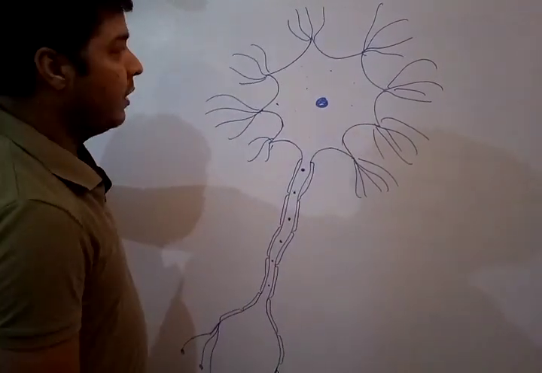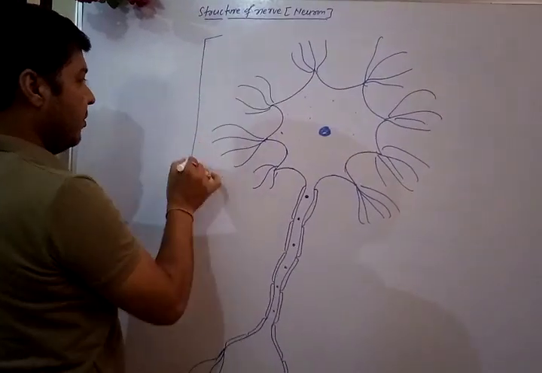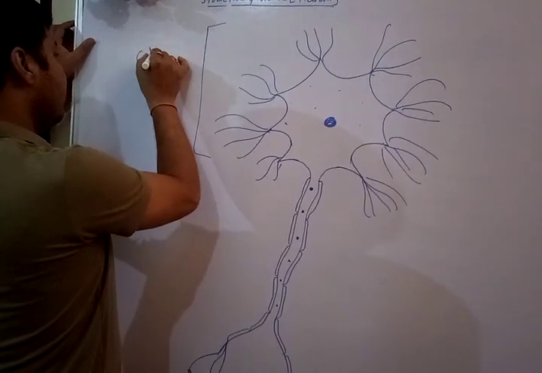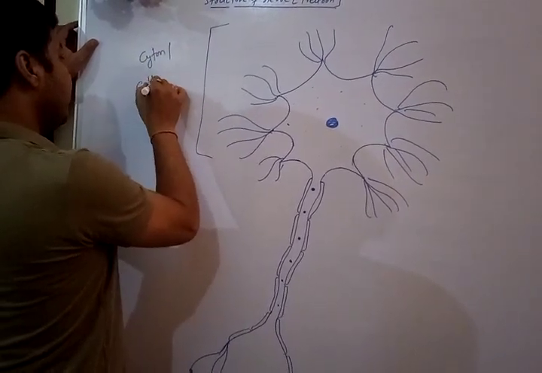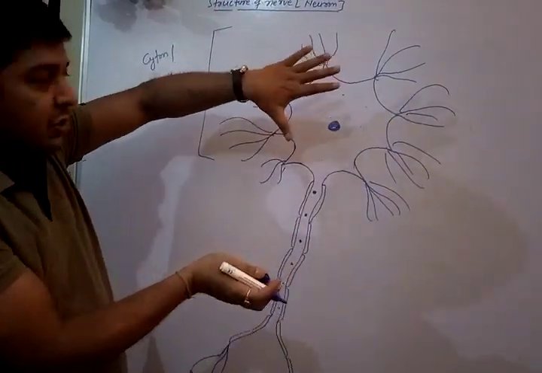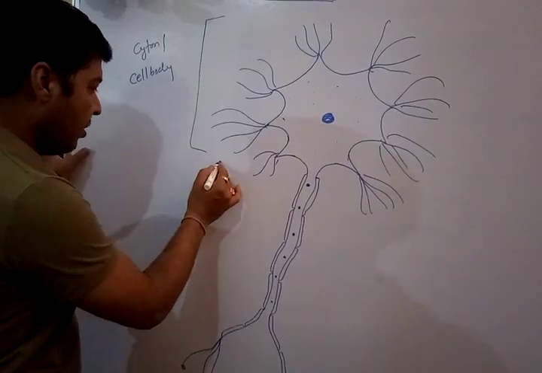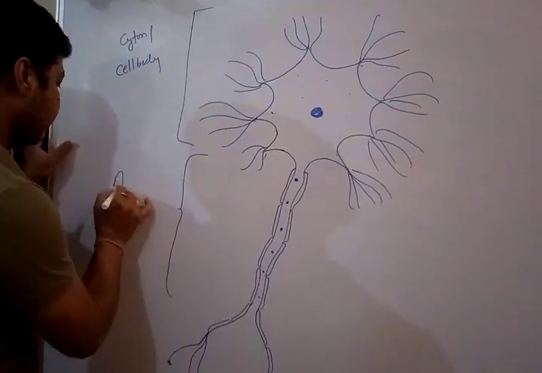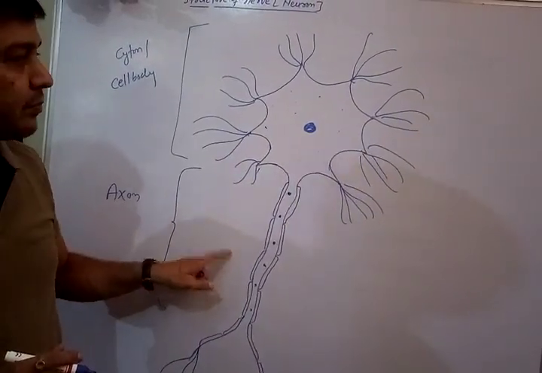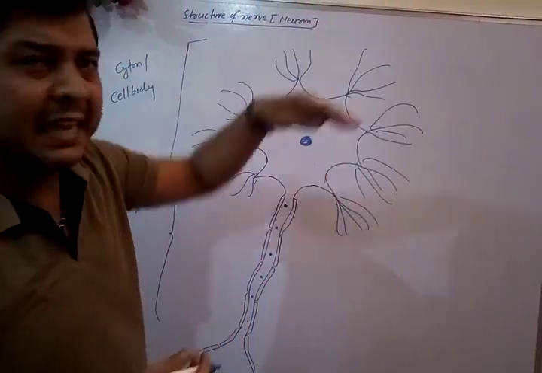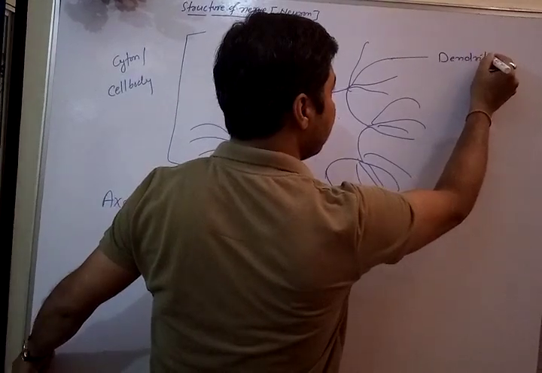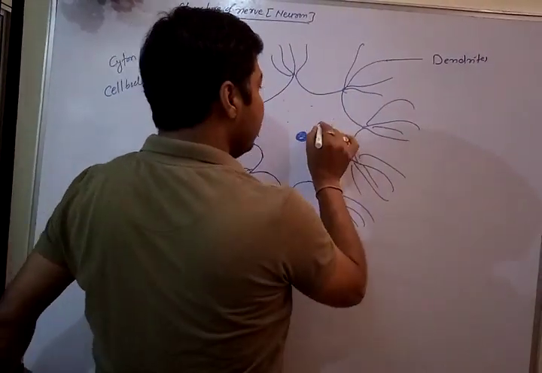This has mainly two parts. You see, this flat and branching structure is called the cyton, or also known as the cell body. The long, cylindrical part is called the axon. You might have seen different kinds of thread-like structures. These are called dendrites.